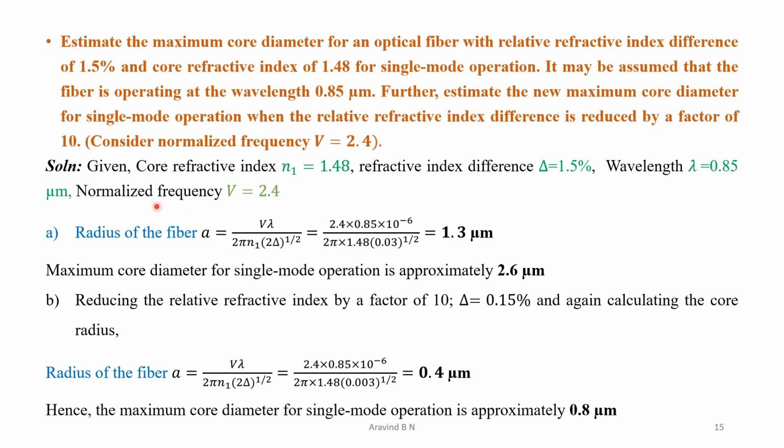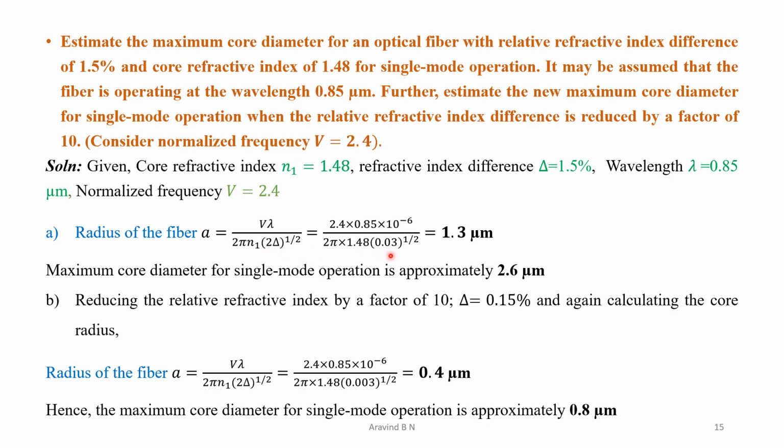Now we are going to use the formula for the normalized frequency. By rearranging that formula, we can identify the representation for the radius of the fiber, that is a is equal to V lambda divided by 2 pi n1 into (2 delta) to the power of 1 by 2. So we know all the parameters of the right hand side, make the substitution. V is 2.4, lambda is 0.85 micrometer, 2 pi n1, the refractive index is equal to 1.48, and delta is equal to 1.5%.